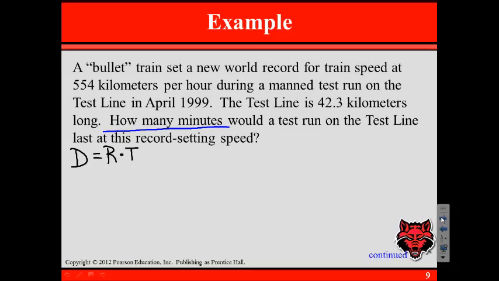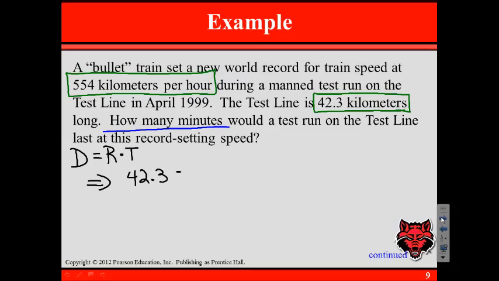We have a distance, 42.3 kilometers. Kilometers measure distance. We also have a speed, 554 kilometers per hour. We're going to plug the distance, 42.3 kilometers, in for d. We're going to substitute 554 kilometers per hour in place of r. We will solve for t.